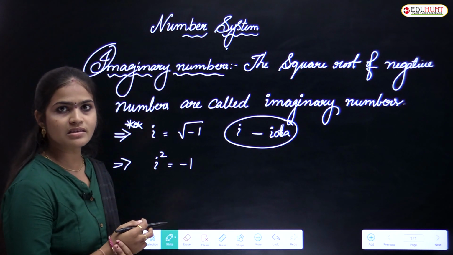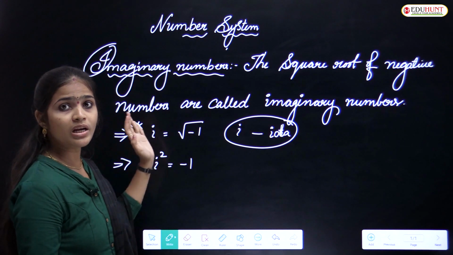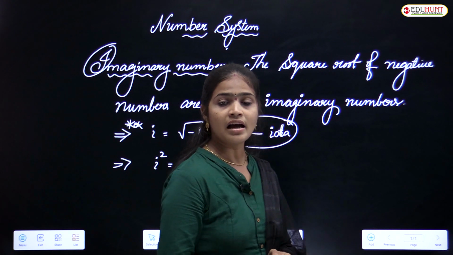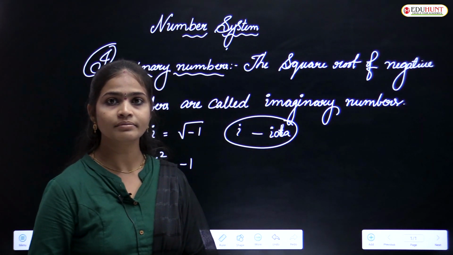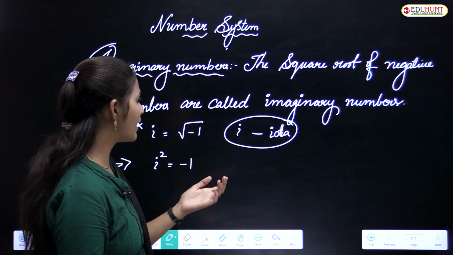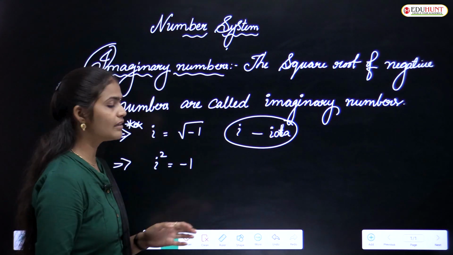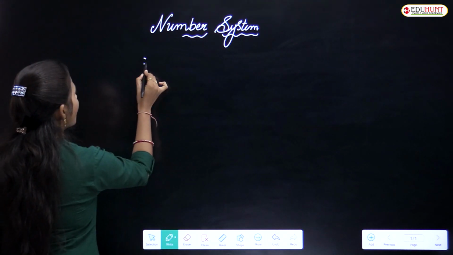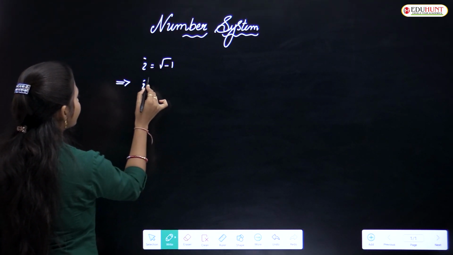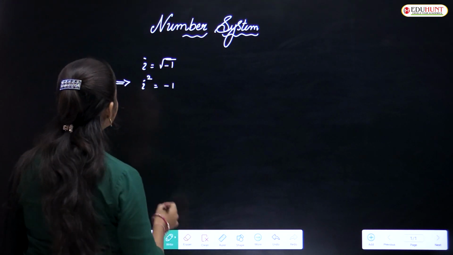So here, once we discuss that i is equal to square root of minus 1, i square is equal to minus 1, what about i cube, i power 4, i power 2000, i power 3000, i power 9999, i power 1 lakh? Any value i power something we can find. But how to find? That we will see here. So i is equal to square root of minus 1. From this condition we can write that i square is equal to minus 1.